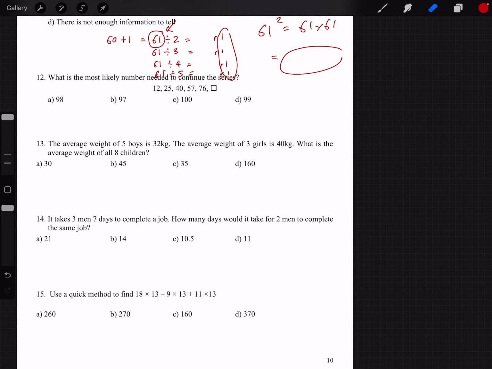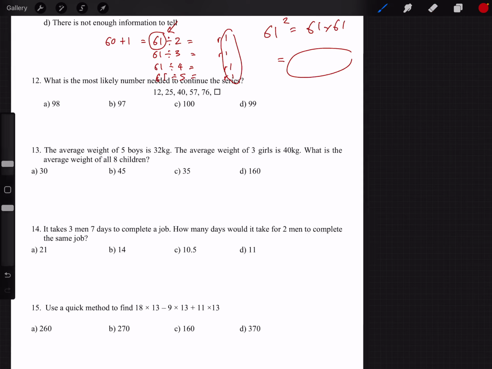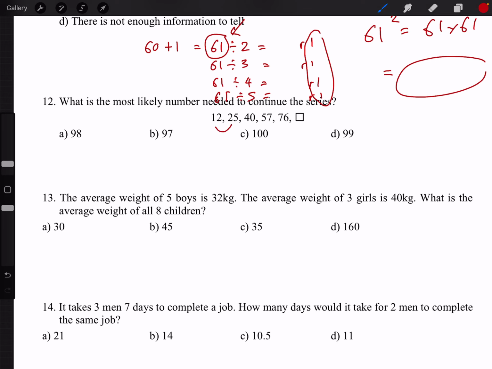Question number 12. What is the most likely number needed to continue the series? You've got to figure out the pattern here. So I'll help you with the pattern. This one is add 13. This one is add 15.